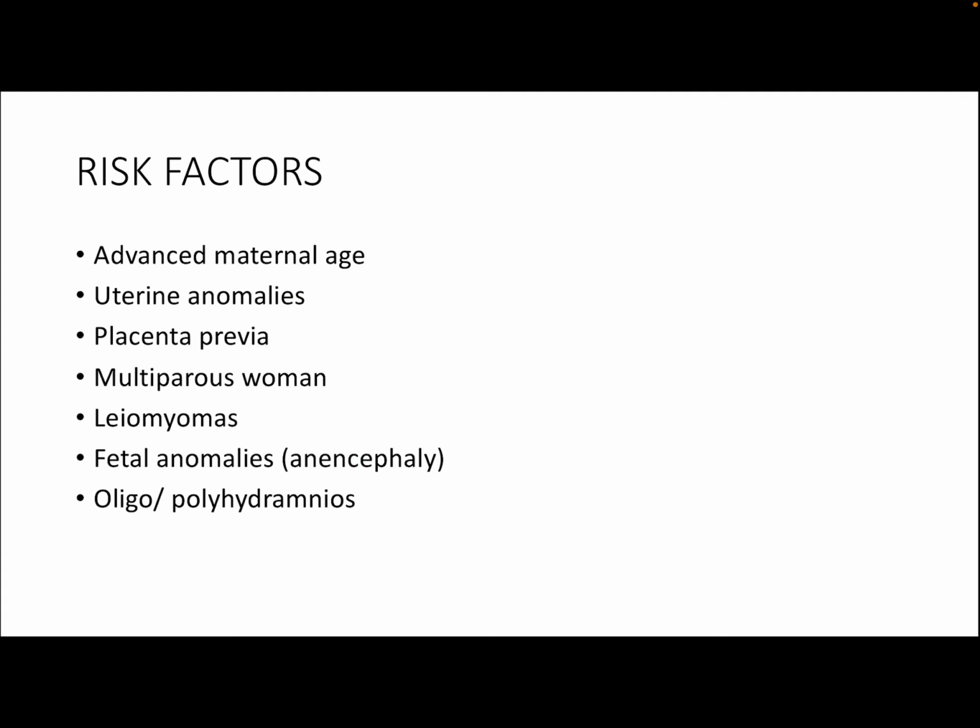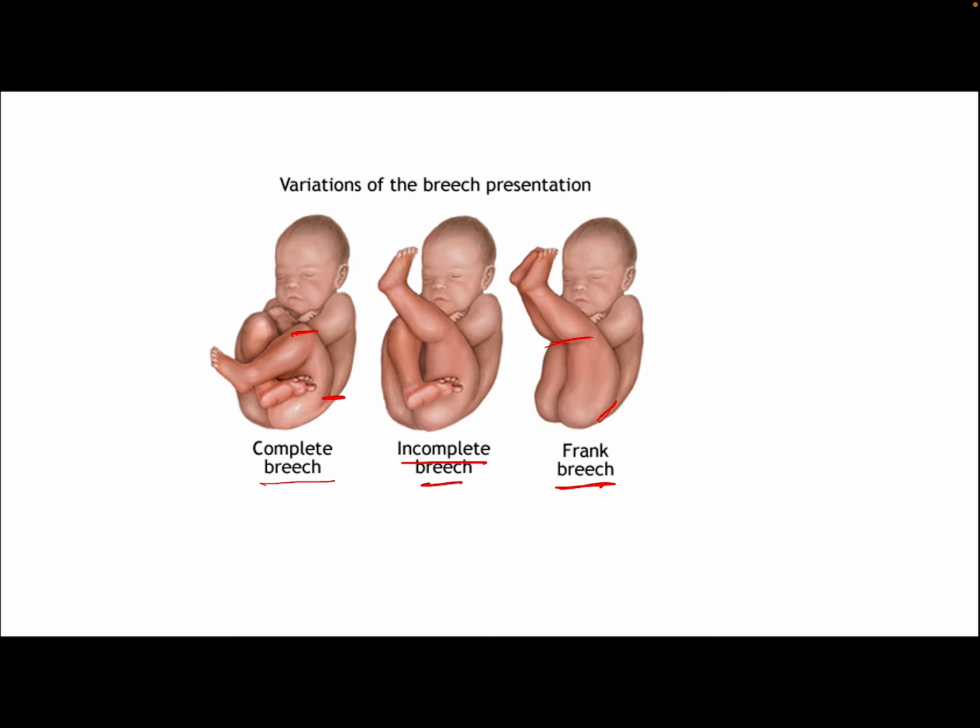Now coming to the risk factors. And before that, in a frank or a complete breech presentation, both the thighs and the trunk essentially pass through the pelvic outlet at the same time. So if the thighs and trunk completely pass through, the chances of the shoulder and the head to pass through that pelvic outlet is high, although complications can still exist.